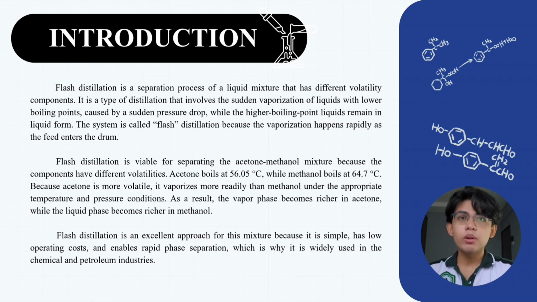Flash distillation is viable for separating the acetone-methanol mixture because the components have different volatilities. Acetone boils at 56.06 degrees Celsius, while methanol boils at 64.7 degrees Celsius. Because acetone is more volatile, it vaporizes more readily than methanol under the appropriate temperature and pressure condition. As a result, the vapor phase becomes richer in acetone while the liquid phase becomes richer in methanol. Flash distillation is an excellent approach for this mixture because it is simple, has low operating costs, and enables rapid phase separation, which is why it is widely used in chemical and petroleum industries.